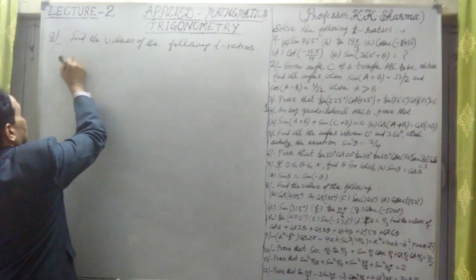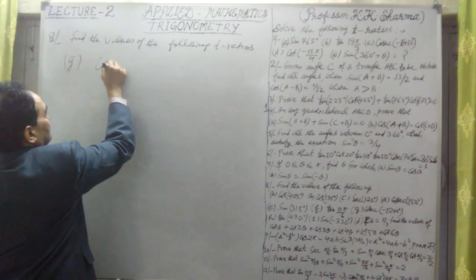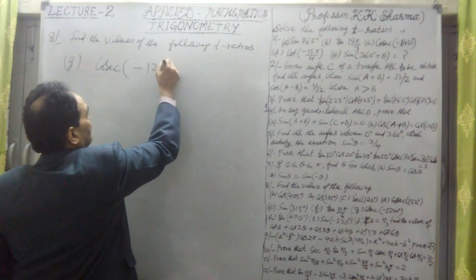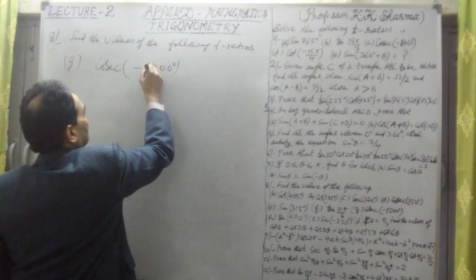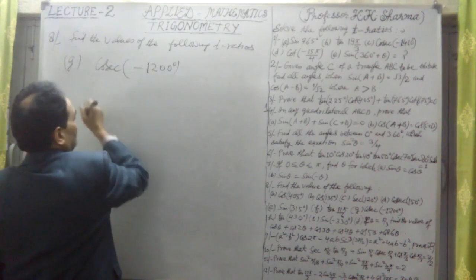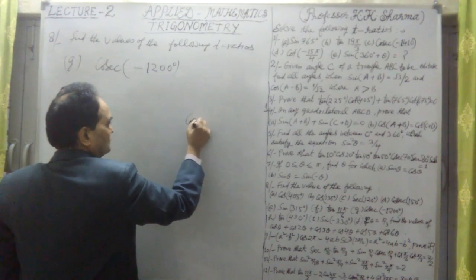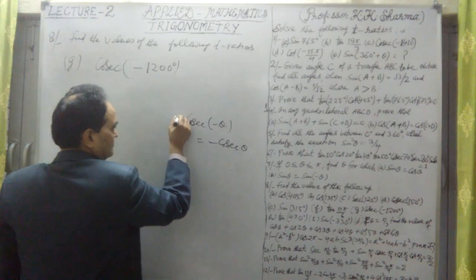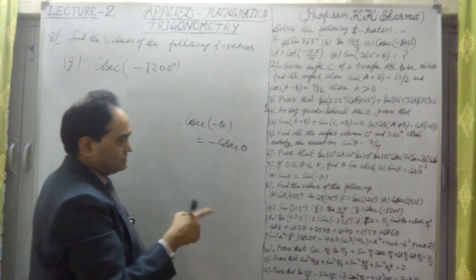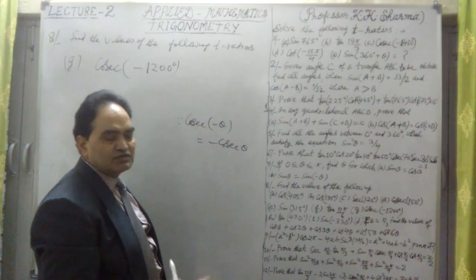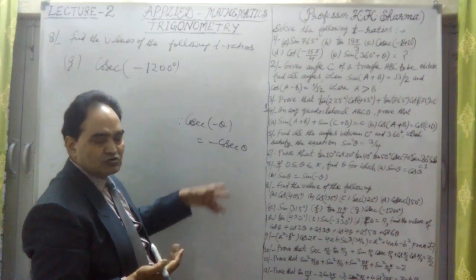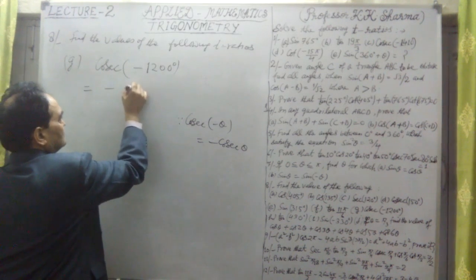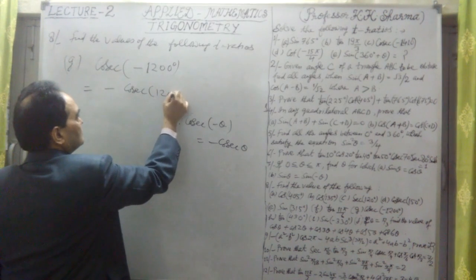Now G is cosec of minus 1200 degree. Now we know that cosec is an odd function, so cosec minus theta is equal to minus cosec theta. Cosec is an odd function, sine is an odd function, both are reciprocal of each other. We can write this as minus cosec 1200 degree.